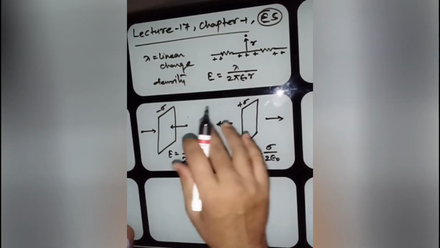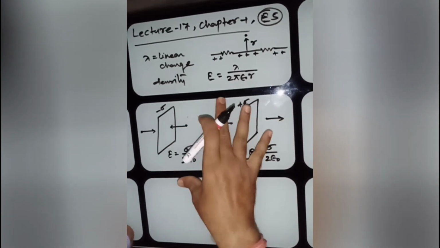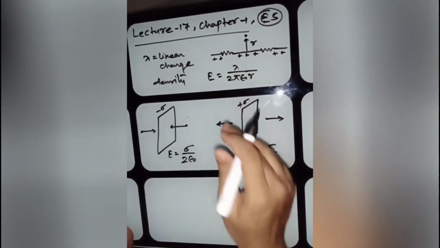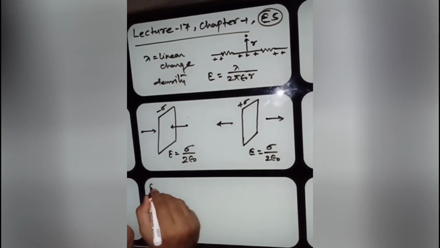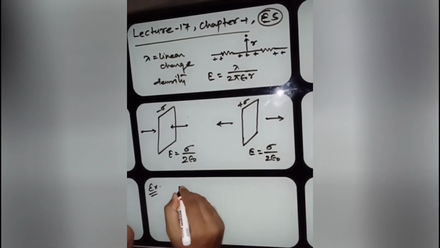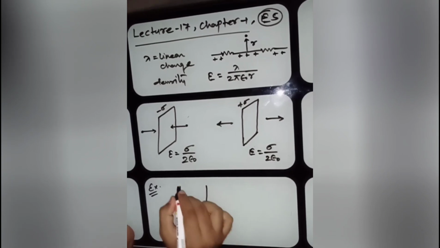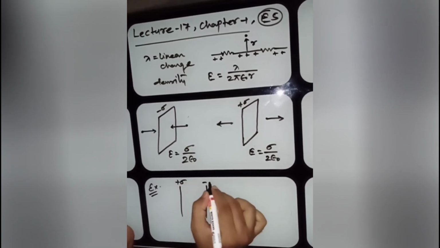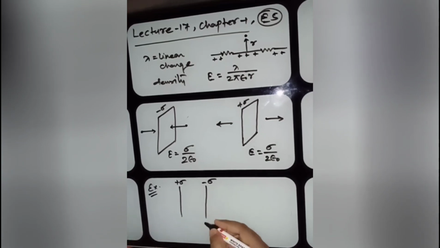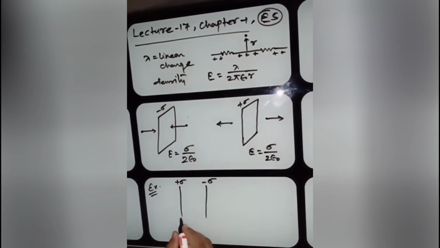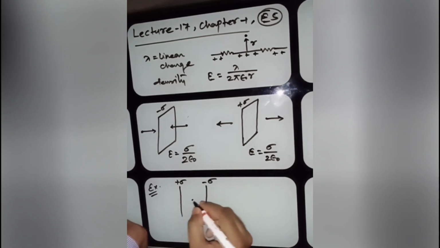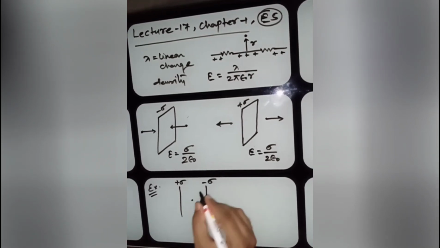Students, this is what we studied in the last class. Today we will start this lecture with a simple numerical. The same system you will use, and it will be considered as a capacitor. This is plus sigma and minus sigma on plates of whatever area. We'll discuss in detail later on. You have to find the electric field at this point in between the plates. What will be the electric field? Students, try to find out the electric field in between the plates.